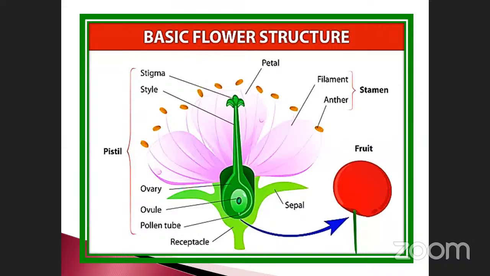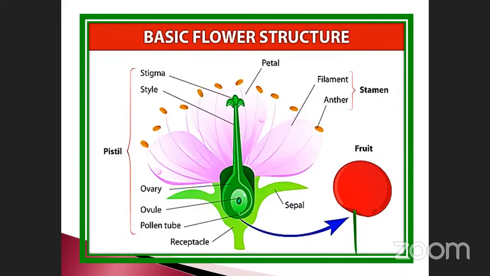Anthers you already know about. The upper part is called what? Anther. This one is called what? Filament, collectively called what? Stamen. Then stigma, style, and ovary. The ovary is converted into the fruit, and the ovule is converted into the seed.